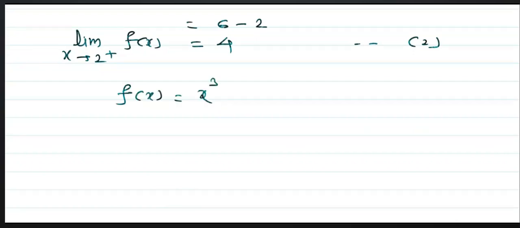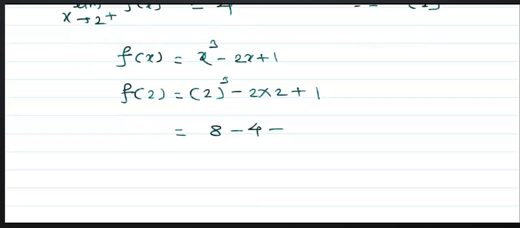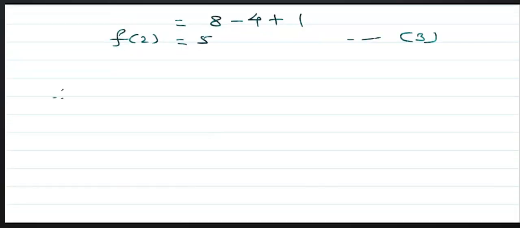Therefore, f of x is equal to x cubed minus 2x plus 1. Now, the value of the function is equal to 5. This is the third condition: the value of the function is 5.